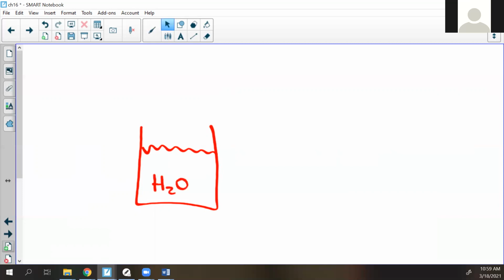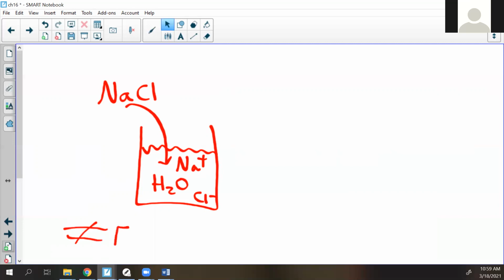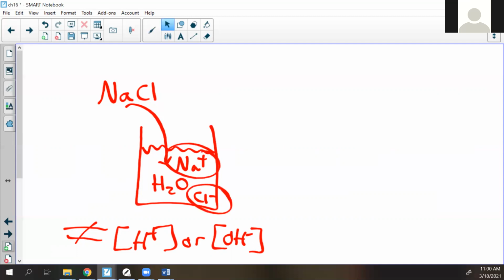Okay, we have water, and now we're not adding an acid or base, we're adding a salt. So like if I added NaCl, what this is saying is adding NaCl to become Na plus and Cl minus has no effect on the concentration of H plus or OH minus. So even though we've added things to it, the pH will stay the same. And that is because both of these are the conjugates of strong things.